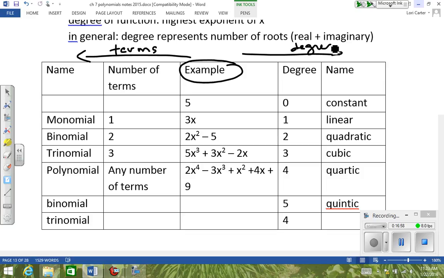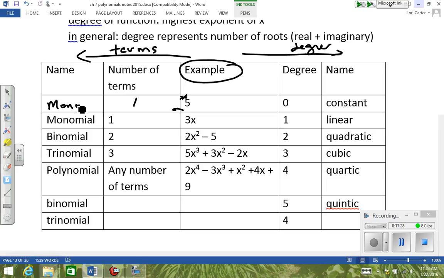Okay, so I'm going to start here with 5. We're going to find out what type it is and then what it's called. So 5, how many terms? So you're going this way. How many terms? 1. 1 term, which means it's a monomial. So 5, 1 term, monomial. That's classified by how many terms.